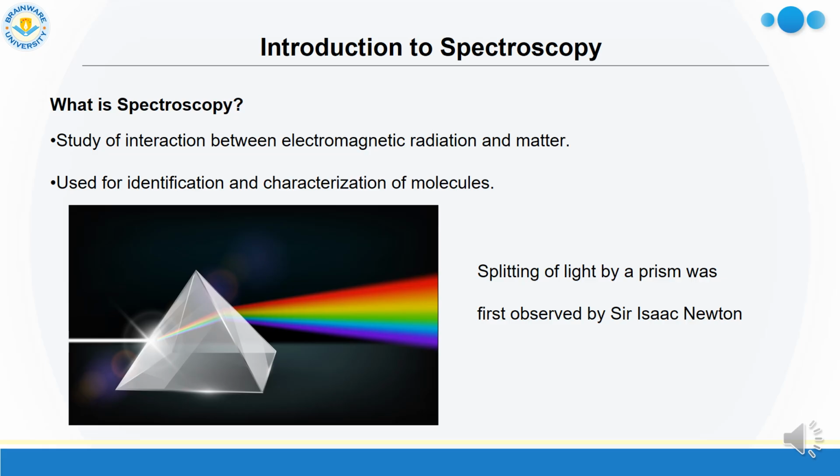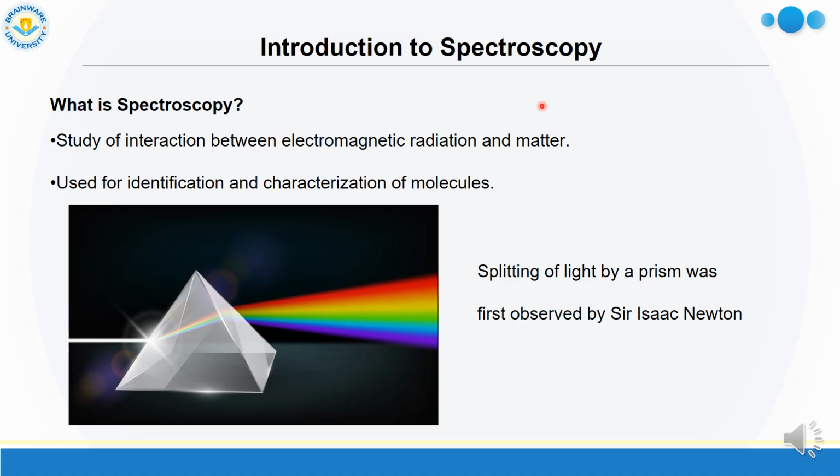So, for B.Tech course, spectroscopy is a very important topic. So today, I shall discuss electronic spectroscopy. So let's start. Now, what is spectroscopy? Spectroscopy is actually the study of interaction between electromagnetic radiation and matter.